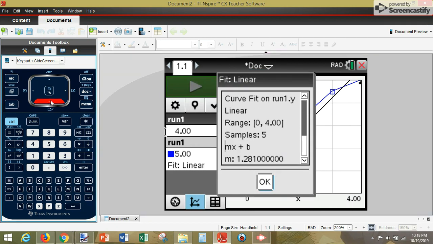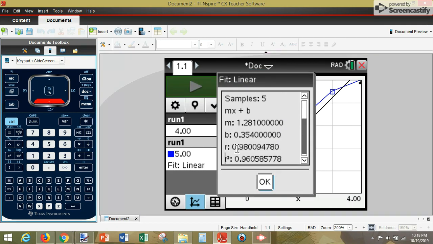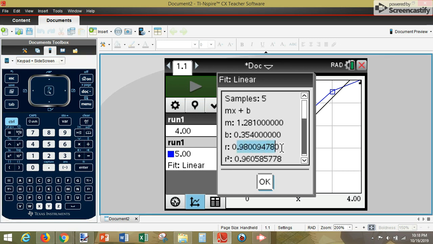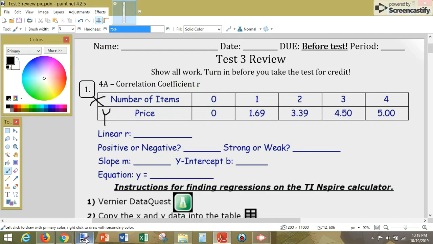Scroll down till you find R. Not R squared, but R. 0.98. So we'll write that in the blank. R is equal to 0.98. This is a positive number, so we put positive here.